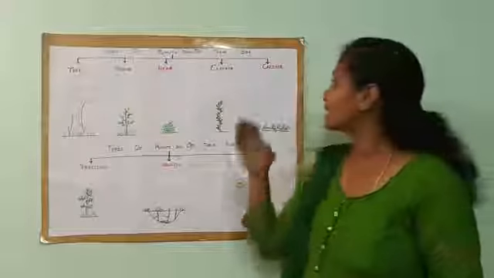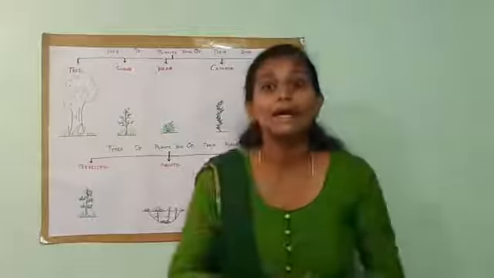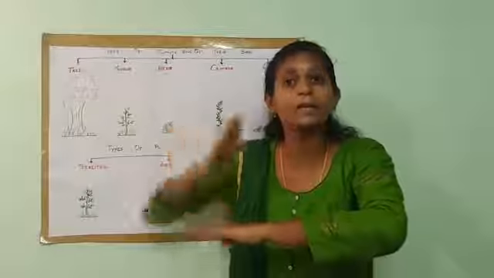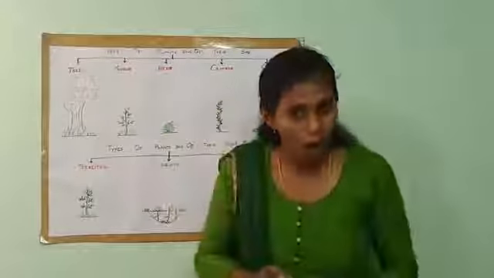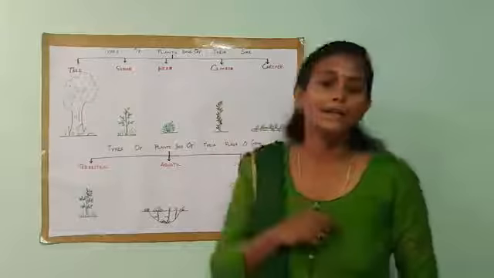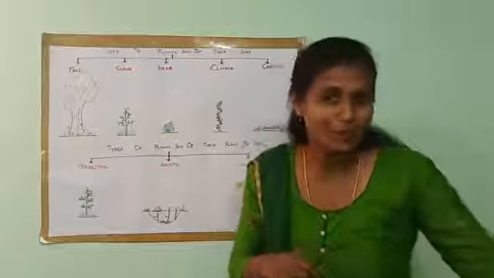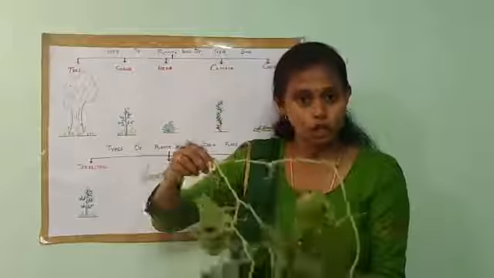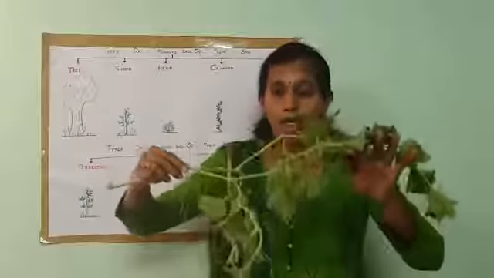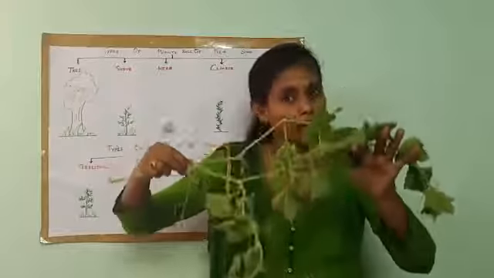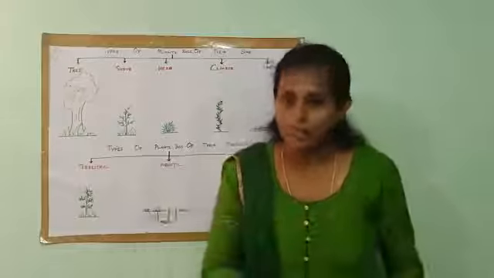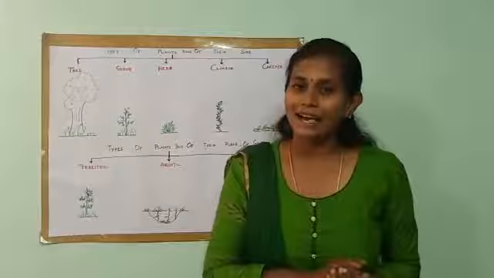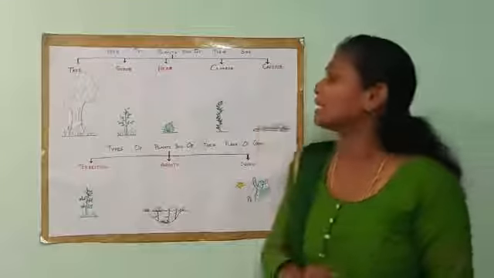Now we move to the creeper. What is a creeper? It can creep along the ground. An example of a creeper is bottle gourd. You know the bottle gourd. This is the bottle gourd plant. It can creep along the ground only. Next, watermelon, muskmelon, and pumpkin. These kinds of plants come under creepers.